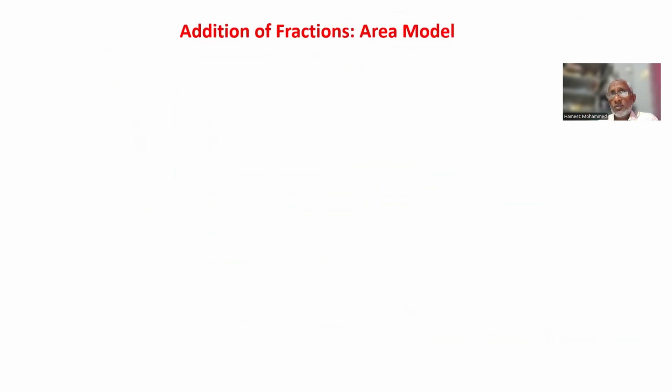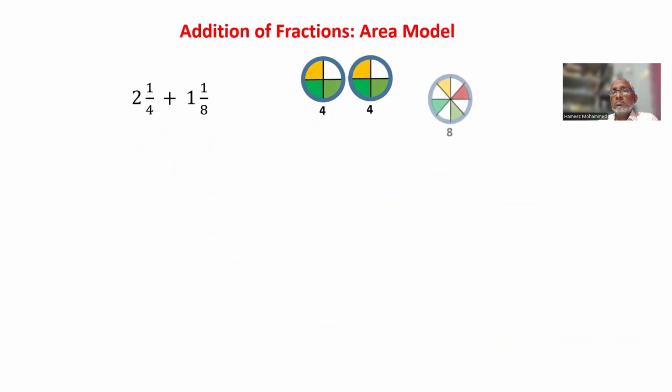Okay, so we're going to look at the area model now. We have 2 1/4 plus 1 1/8. It's indicated as 2 wholes and 1 whole there. That's 3 wholes. So why we're saying that is we can represent 2 1/4 as 2 wholes, which is 4 and 4, 8, and another quarter, 9 quarters. And 1 1/8 is 1 whole of 8 parts, and 1/8, and one more part, 9 parts. So we have 9/4 plus 9/8.